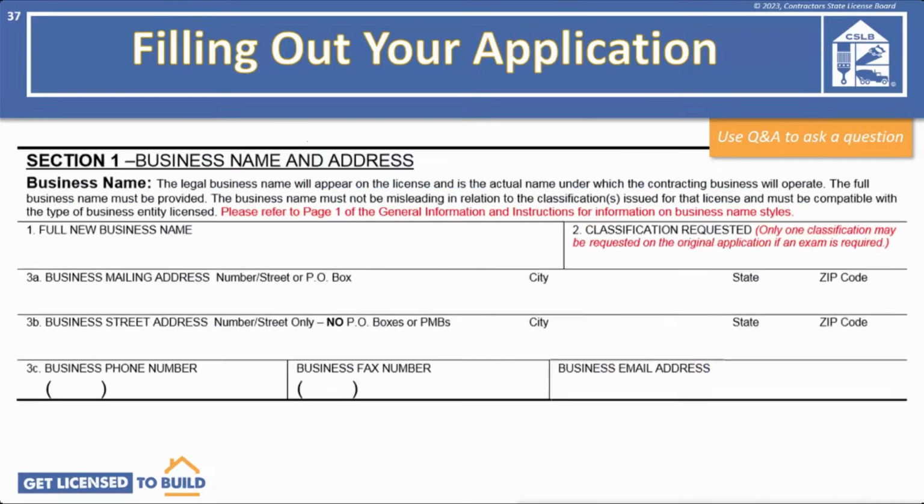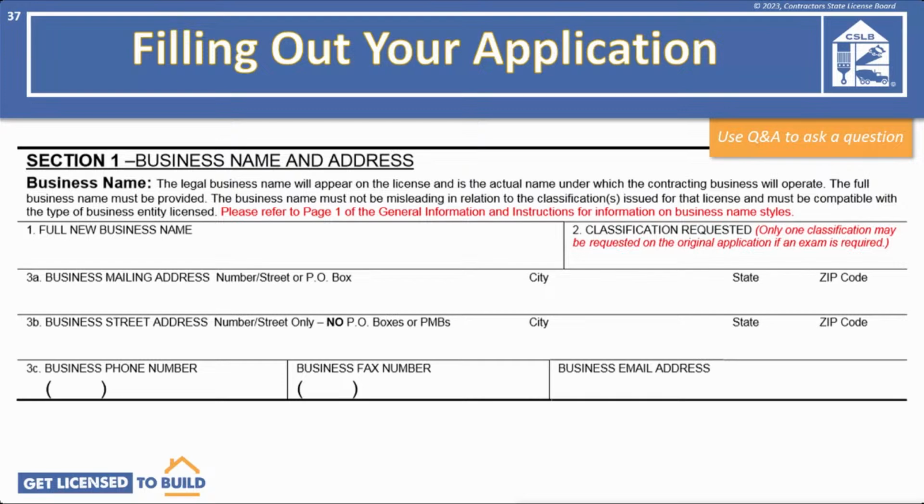Parts of the application, Section 1, business name and address. Now that we have gone through the information you'll need to include, here's a closer look at the application so you can see where the information goes. Section 1 is where you list your business name. Remember, when selecting a business name, make sure the name that you have selected is compatible with the classification and the entity that you're applying for and is not misleading.